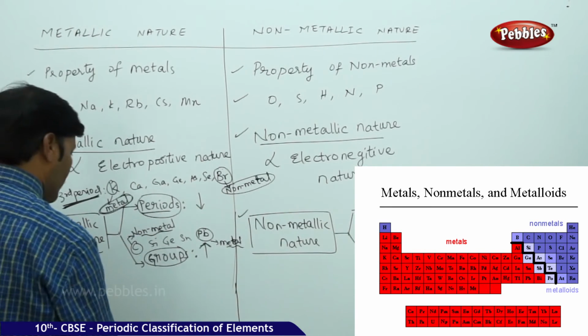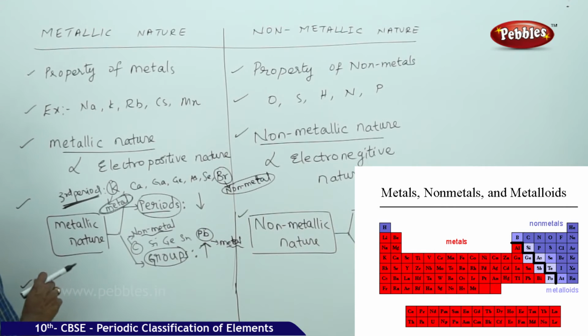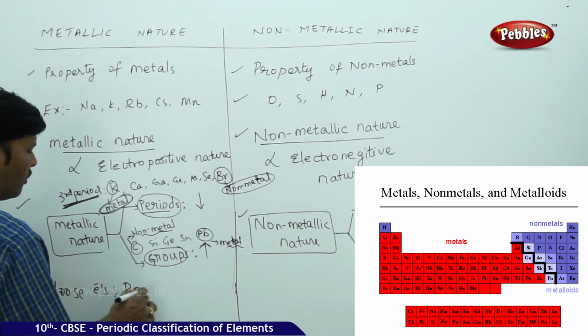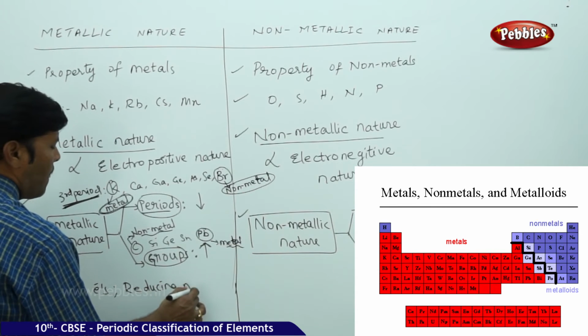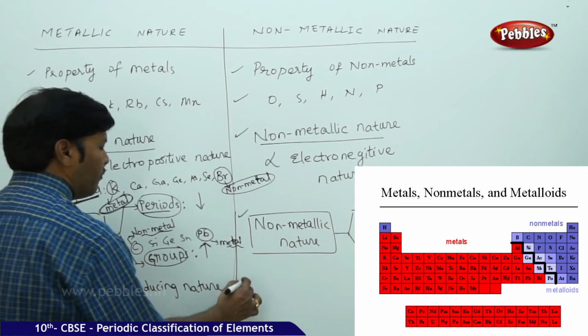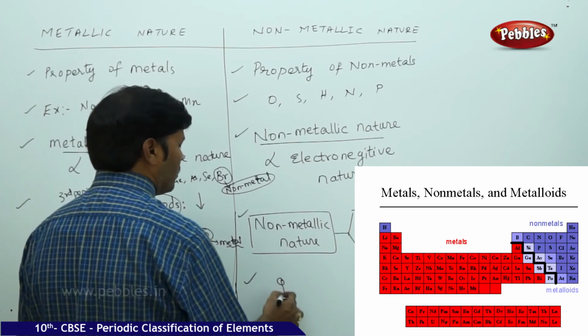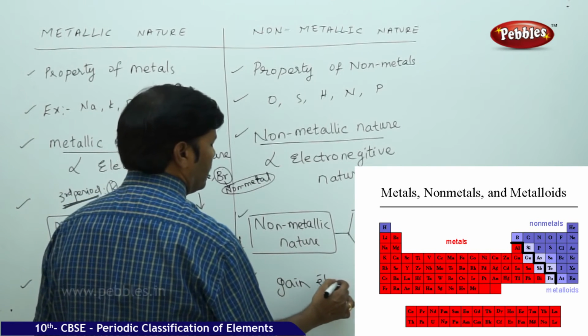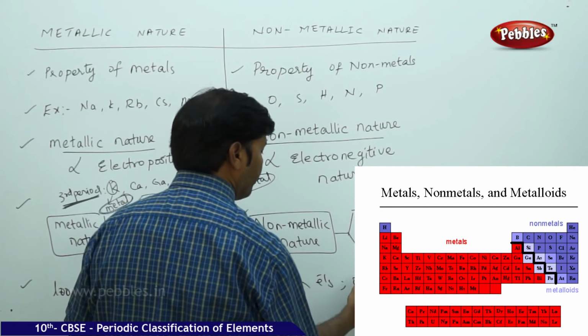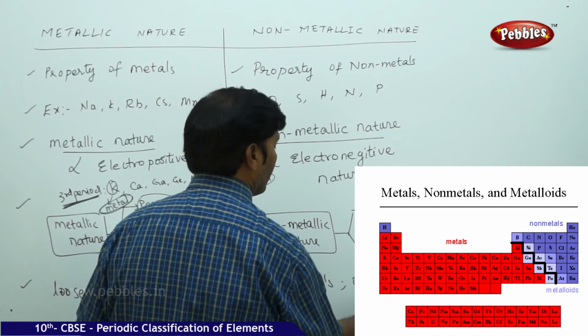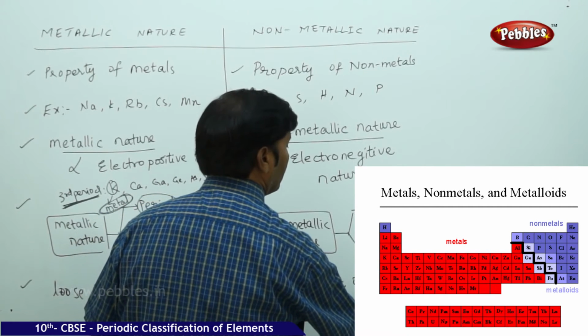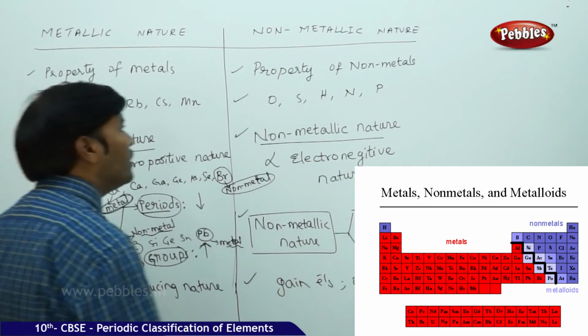So from this discussion, all metals lose electrons, so they are reducing in nature, and all non-metals gain electrons, hence they are oxidizing in nature. They are oxidizing in nature.